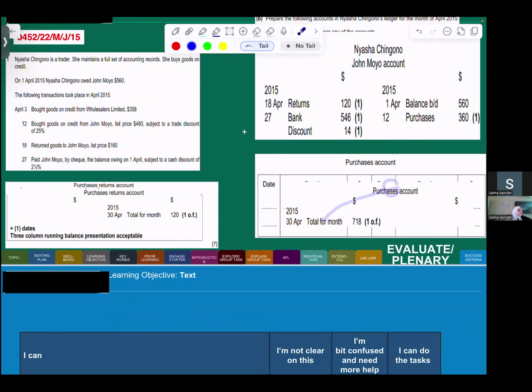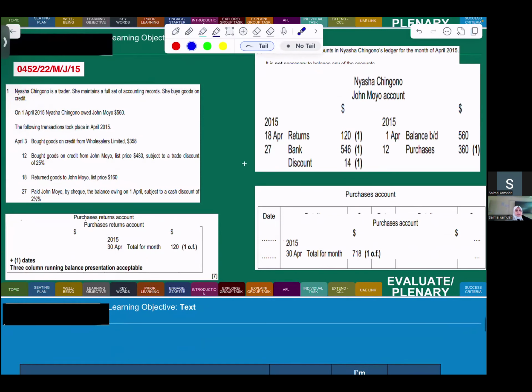Now, they have asked me to make John Mayo account. Supplier. Supplier has which balance? Credit balance. Bought goods from John Mayo. Credit purchases. So opening balance on the credit side. Below that credit purchases. And everything would be at which price? Balance begin down, credit purchases, and everything would be at net list price.